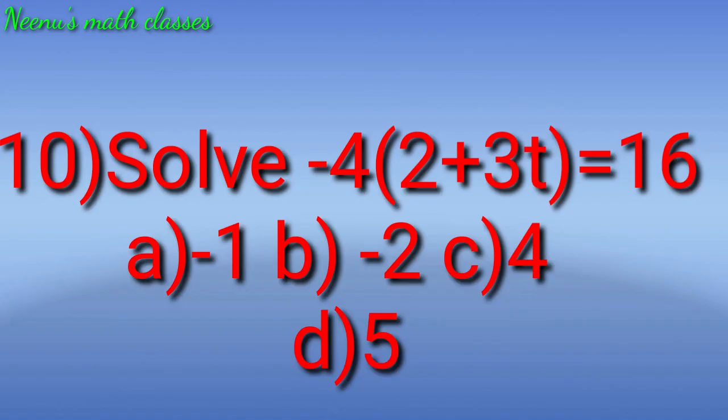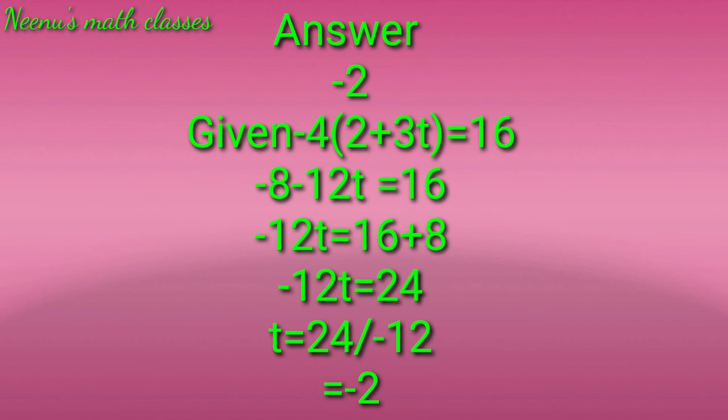Next problem. Solve minus 4 within bracket 2 plus 3t equal to 16. Options are minus 1, minus 2, 4 and 5. So solution is t equal to minus 2. We know that minus 4 within bracket 2 plus 3t is equal to 16. So opening the bracket, we got minus 8 minus 12t equal to 16. Minus 12t equal to 16 plus 8. Collecting the constants, minus 12t equal to 24. t equal to 24 divided by minus 12, which is equal to minus 2.